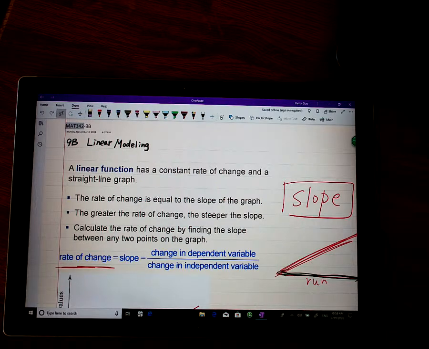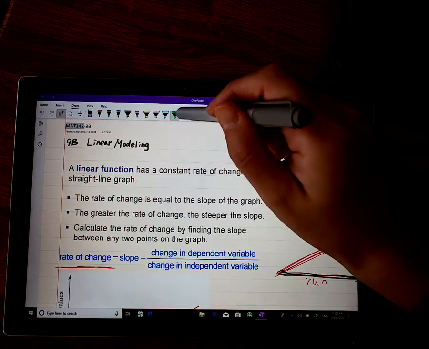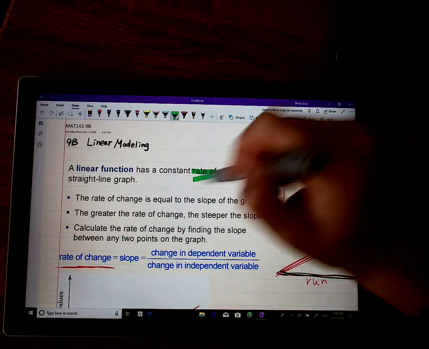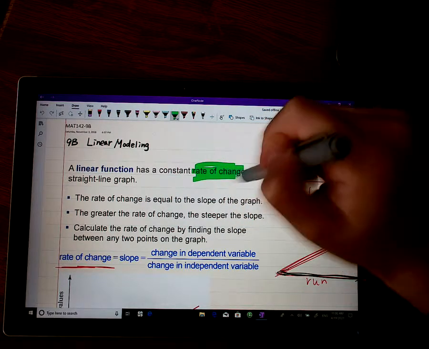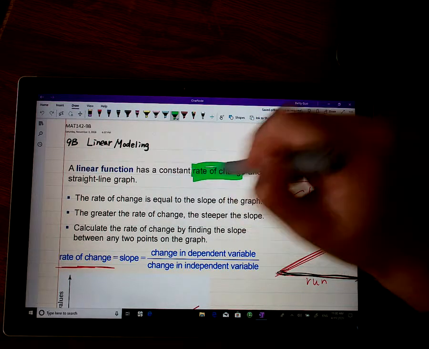Good morning, everyone. In this video, we are talking about linear modeling. The focus of this section is to understand linear functions. Let's look at the definition. A linear function has a constant rate of change and a straight line graph.